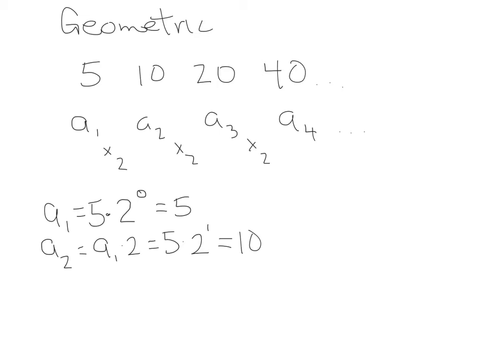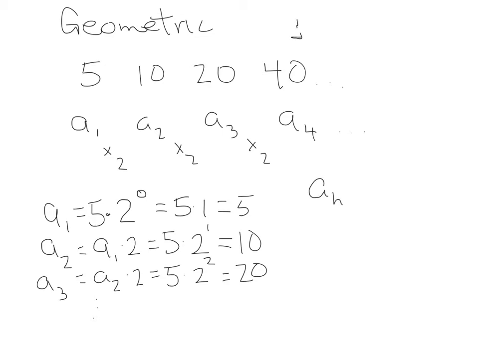Right? And the third term, then, is going to be the second term, a sub 2 times 2, which is 5 times 2 squared, which in this case is 20, and so on. So what this allows us to do is recognize the nth term again. And so the nth term is going to look something like the following. The a sub nth term is going to be the first initial term times, in this case, a whole bunch of 2's. How many of them? Well, you'll notice in the first term that we multiplied by 0 2's. In the second term, we multiplied by 1 2.